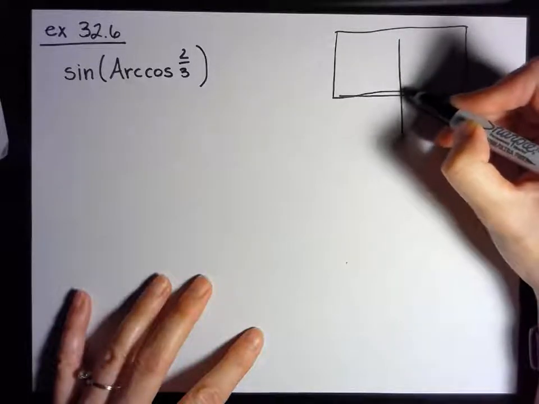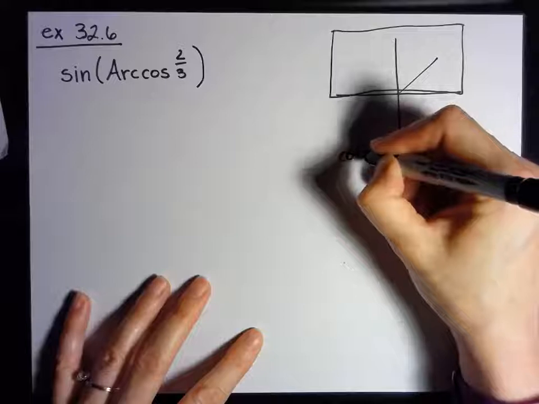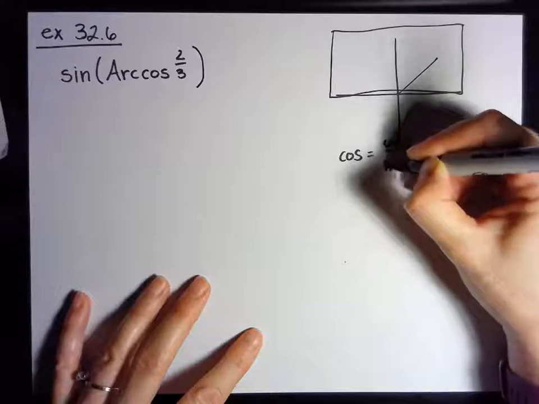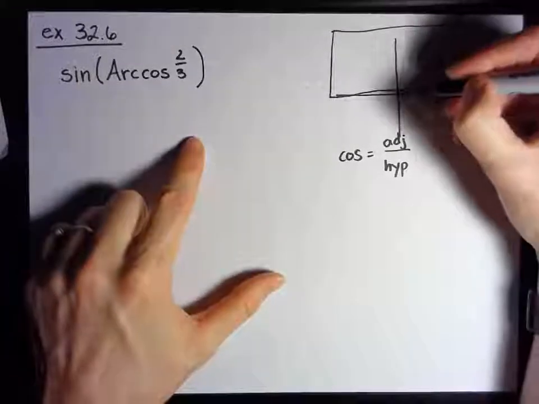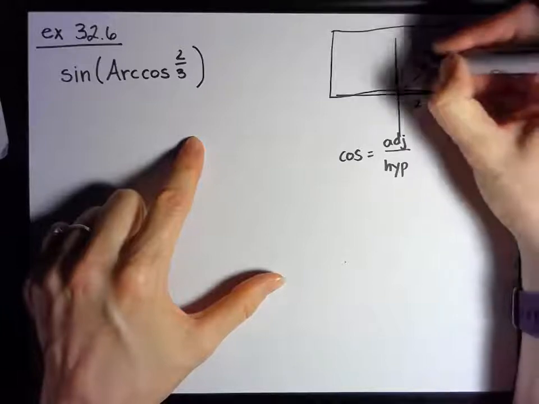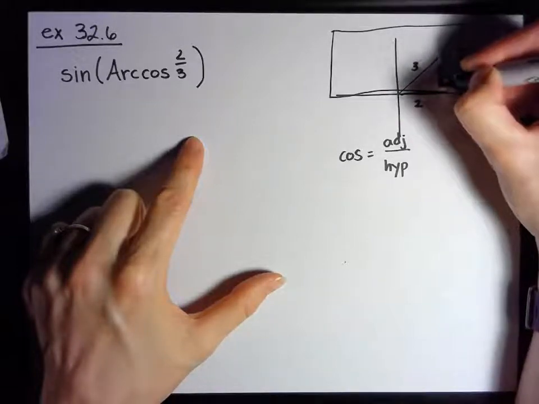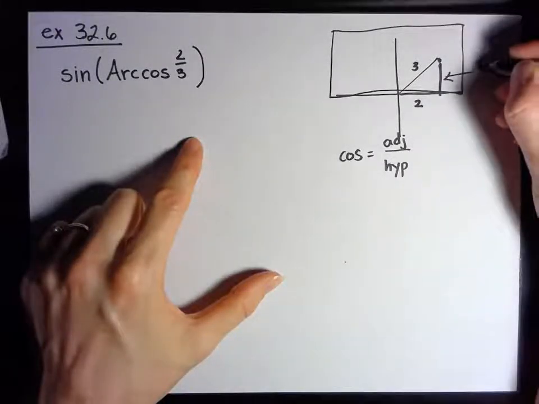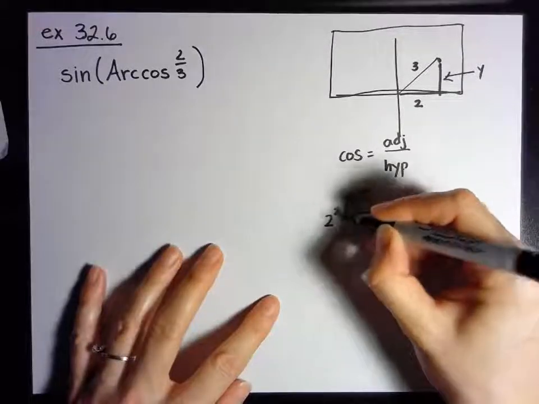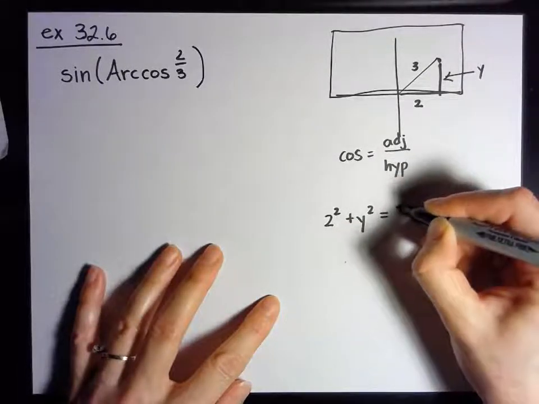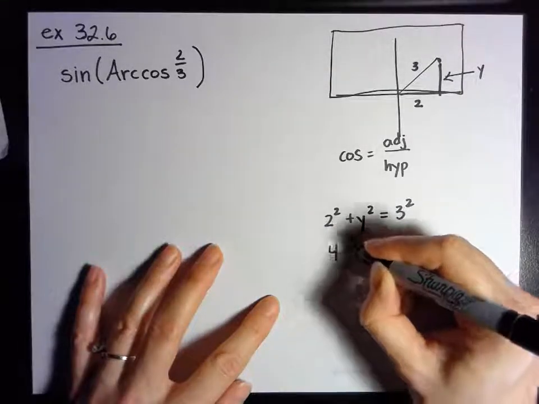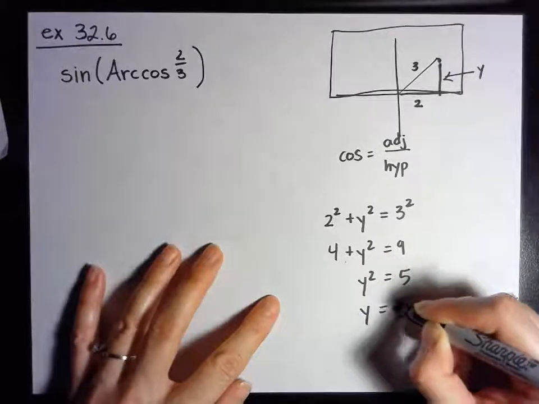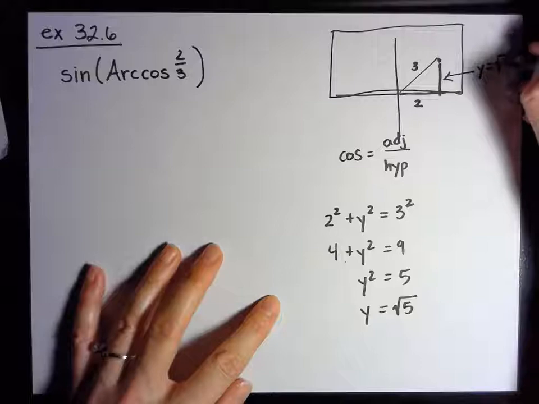So there's some angle in the first quadrant. And we know that the cosine was adjacent over hypotenuse, so that means the adjacent was 2 and the hypotenuse was 3. How long was this side? Let's call this y. 2 squared plus y squared had to be 3 squared, or 4 plus y squared is 9, y squared is 5, and y is the square root of 5.